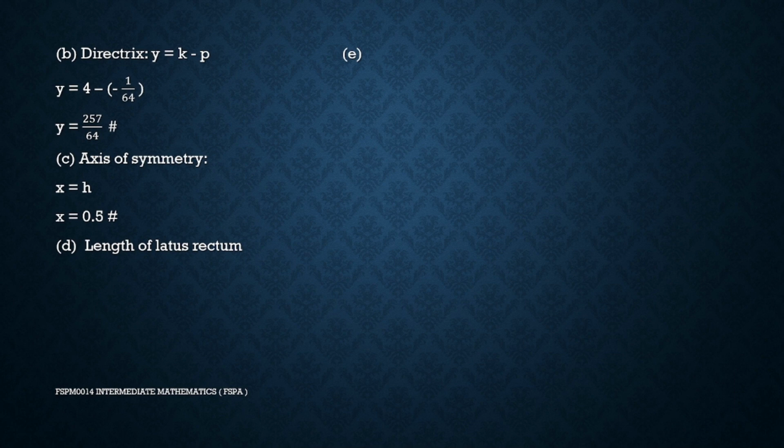For d, the question asks us to find the length of the latus rectum. We also have the value of p, so we just use the formula modulus of 4p to find the length of the latus rectum. Although our p is negative, when we put it inside the modulus sign, it turns positive, which gives us that the length of the latus rectum is equal to 1 over 16.